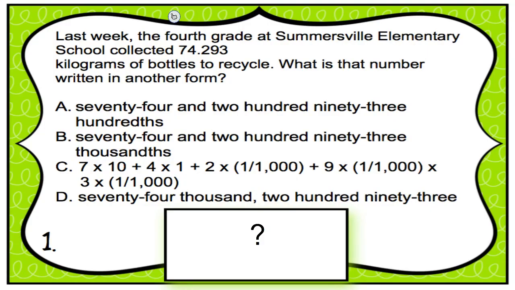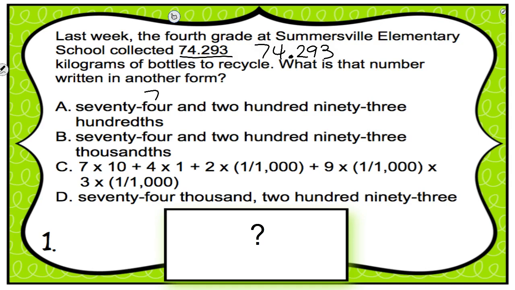So for today's first question, it says last week the fourth grade at Summersville Elementary School collected 74.293 kilograms. The way that I read that is 74 and 293 thousandths kilograms of bottles to recycle. What is that number written in another form? So how do we write this in another form? What we need to do is look at our different options. I'll rewrite it bigger. We need to look at our different options and see which one equals 74.293.